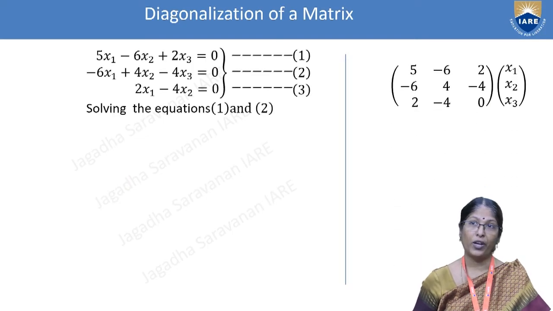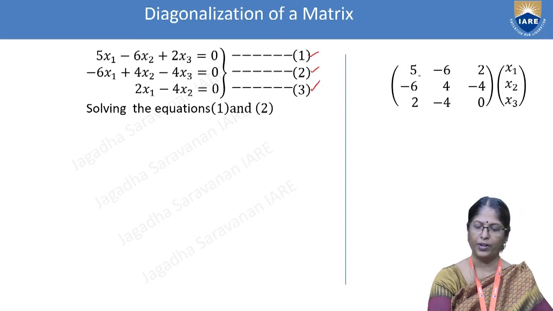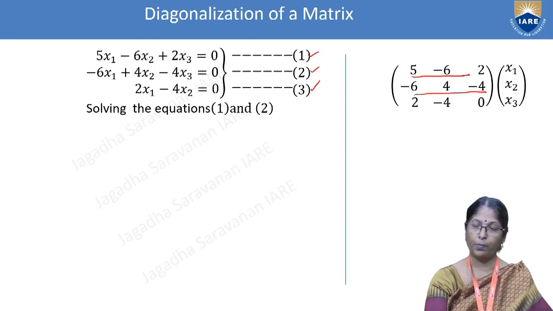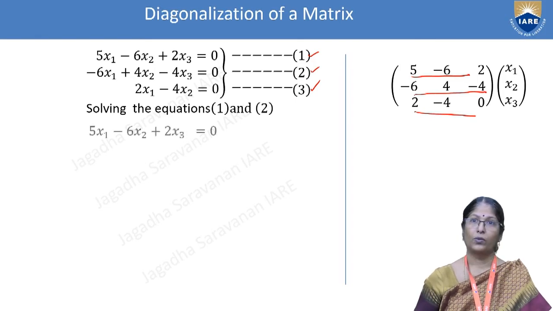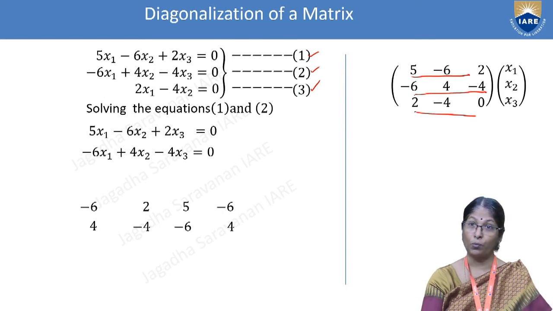So solving equations 1 and 2. Before that, this multiplication we know how to do it. We will take the first row and multiply it, that is the first equation. Second row is multiplied with this column matrix, second equation. Third is multiplied, third equation. So first, any equations we can take. Here we are taking equations 1 and 2. We need not make ourselves more complicated. We have to take the simple way and finish the sum. We should not give room for committing mistakes.